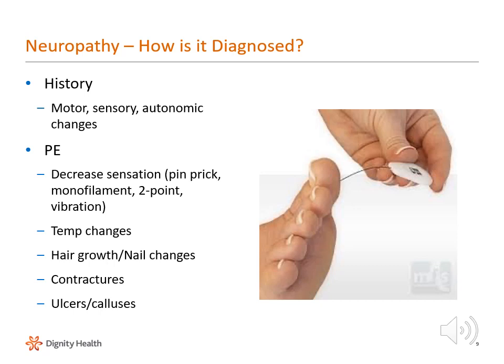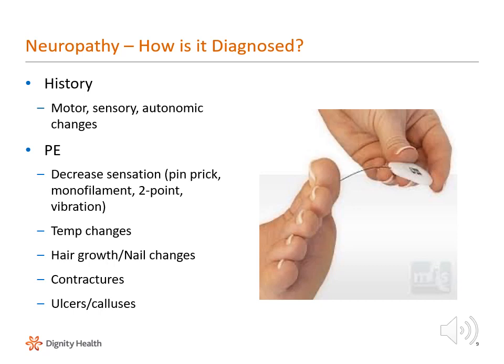How is peripheral neuropathy diagnosed? Well, several ways. First, history is very important. You want to ask the patient if they have any sensory problems, weakness, or autonomic changes that they've noticed. That's a start. On physical exam, there will be decreased sensation to light touch, pinprick, monofilament testing, even decreased two-point sensation testing or vibration testing.